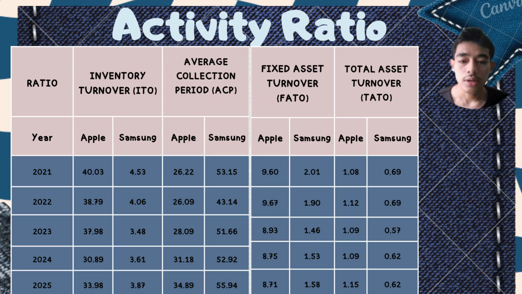Ultimately, this shows in their total asset turnover. Apple efficiently turns over its entire asset base more than once a year, peaking at 1.15 times, while Samsung tracked lower at 0.62 times due to its large asset base.